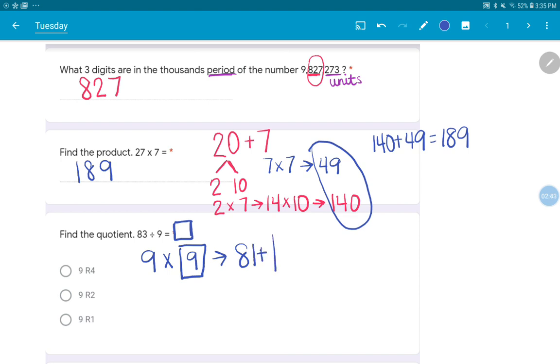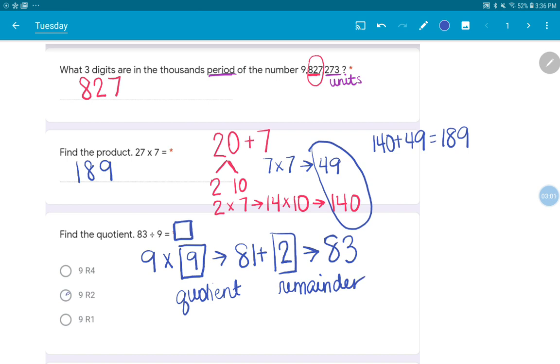And to get from 81 to 83, I need to add 2 more. So my quotient is 9. And my remainder is 2. So 9R2 is the correct answer.